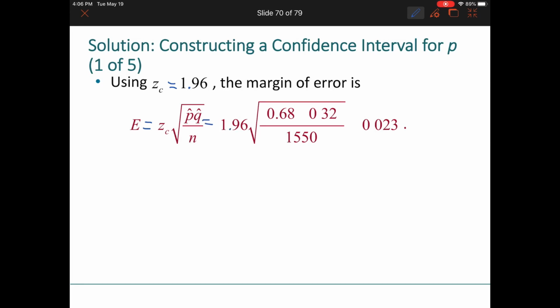Okay, so with 95%, we have the automatic, very popular 1.96, approximately 2, but please use 1.96. And the margin of error will be equal to that 1.96 multiplied by the square root of p hat times q hat divided by n, not the 1.96 part, and we do get a margin of error of 0.023, roughly 2.3%.